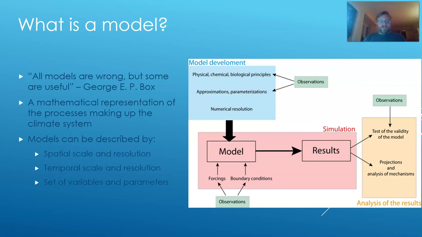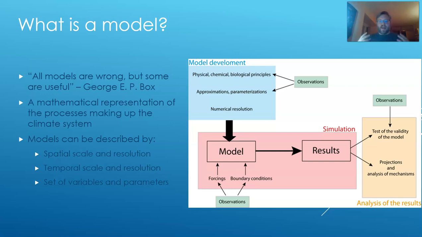And I like to start with this quote from statistician George E.P. Box. He said, "All models are wrong, but some are useful." All models are wrong, but some are useful. So a model is a mathematical representation of the processes making up some sort of system. So in this context, we're interested in climate models, so mathematical representation of the climate system.